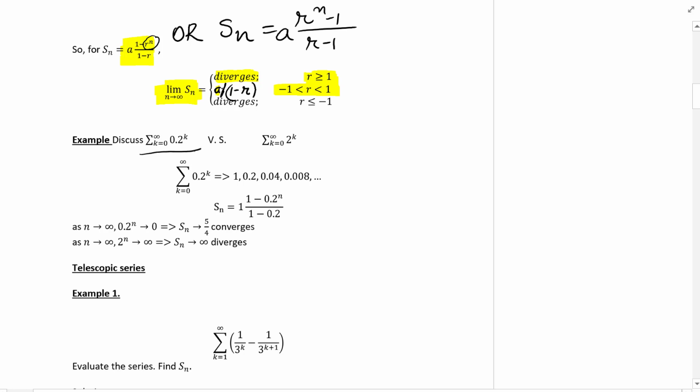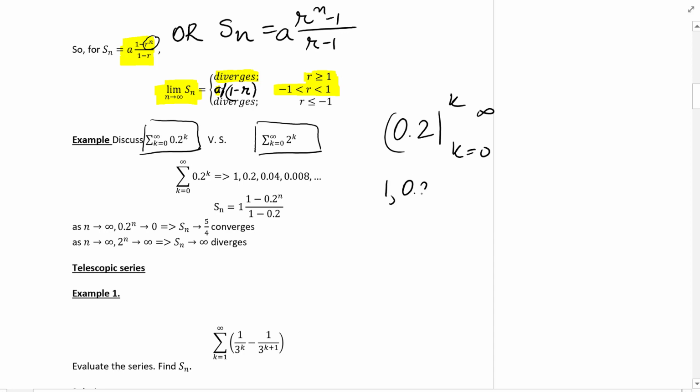So 0.2 to the k and 2 to the k. Now, because we have the summation, we are talking about series. When we had just 0.2 to the k, when k was going from 0 to infinity, it was a sequence. So please keep in mind, if it's 0.2 to the k, when k is from 0 to infinity, we have 1, 0.2, 0.2 to the second, 0.2 to the third. This is called a sequence. And we know that it converges to 0 if we plot the points.